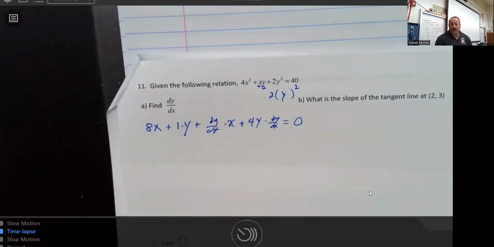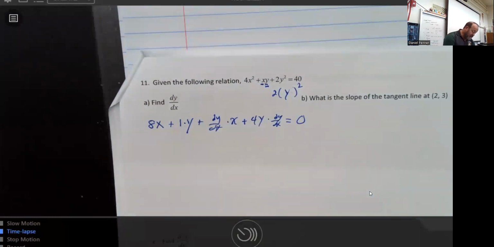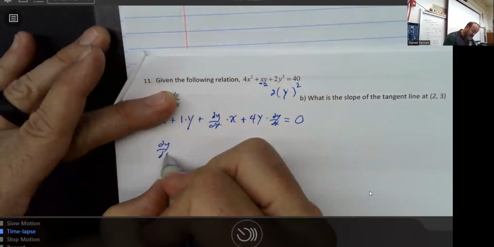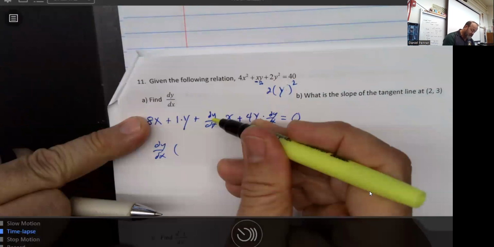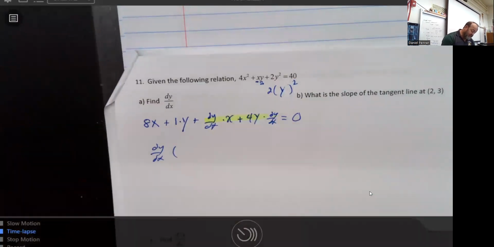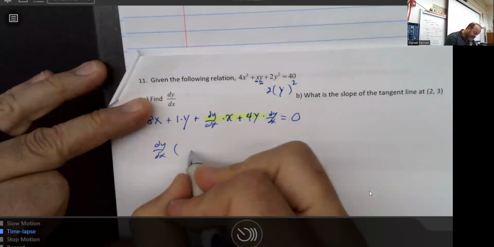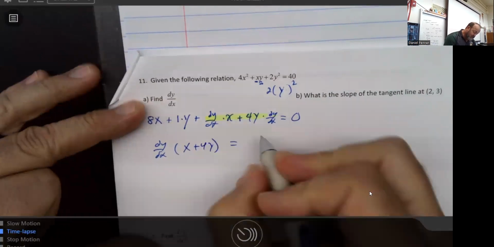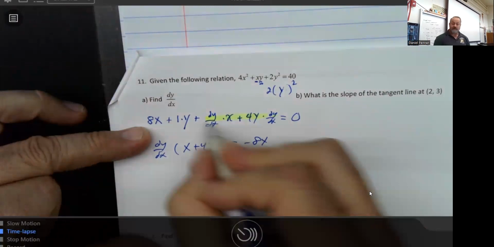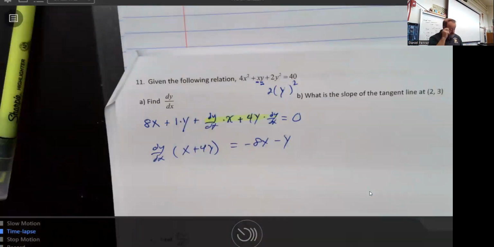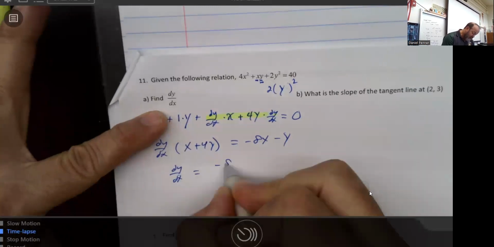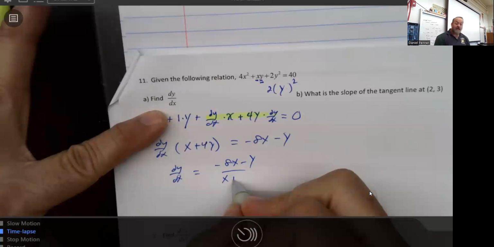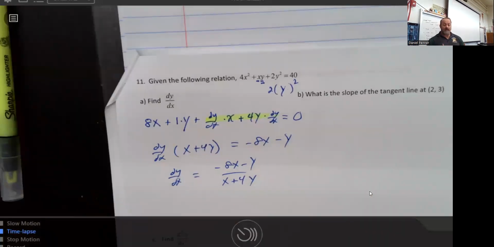This is not a different problem than one that was asked earlier in the review. But if we factored out a dy/dx out of these two pieces right here, because these both have one, we would be left with an x and a 4y. And I'm going to go ahead and choose to bring the 8x and the y to the other side, and that's perfectly fine. And so then dy/dx, of course, is negative 8x minus y over x plus 4y. Now, it is rather unfortunate that we have a bunch of these negatives sitting there. That's a little bit irritating, but it is what it is.